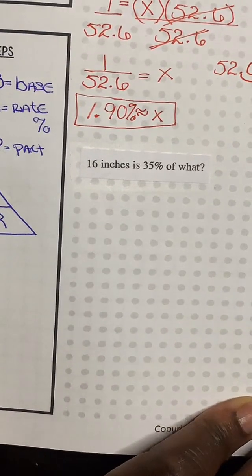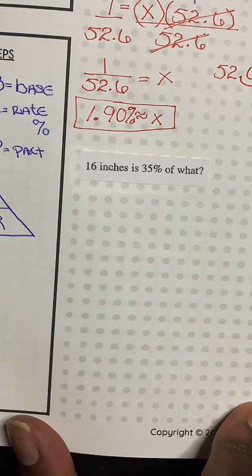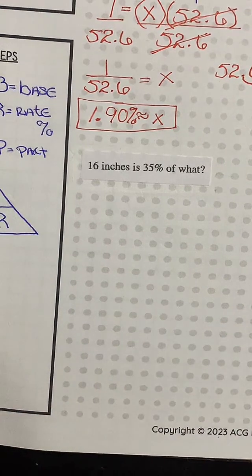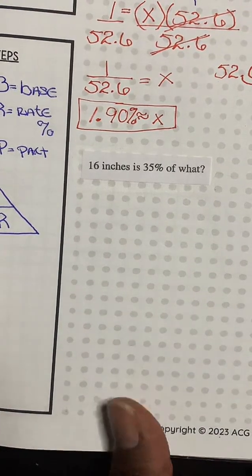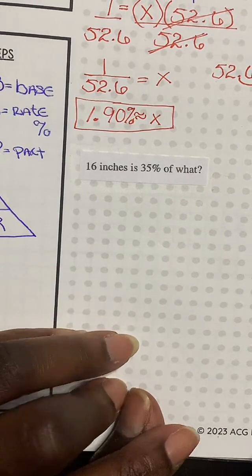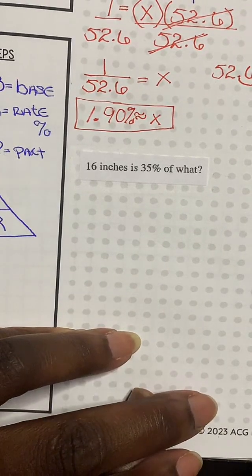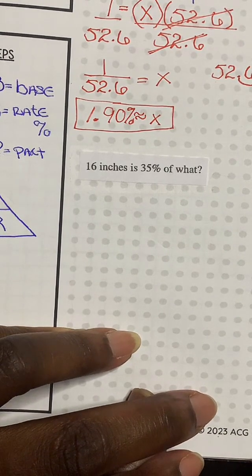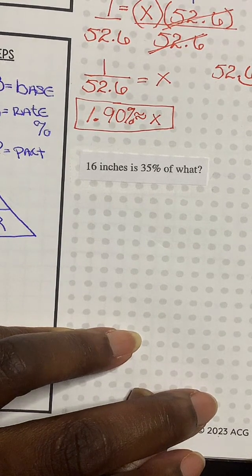Okay. What would my setup look like? What would the equation look like? What would the whole entire equation look like?